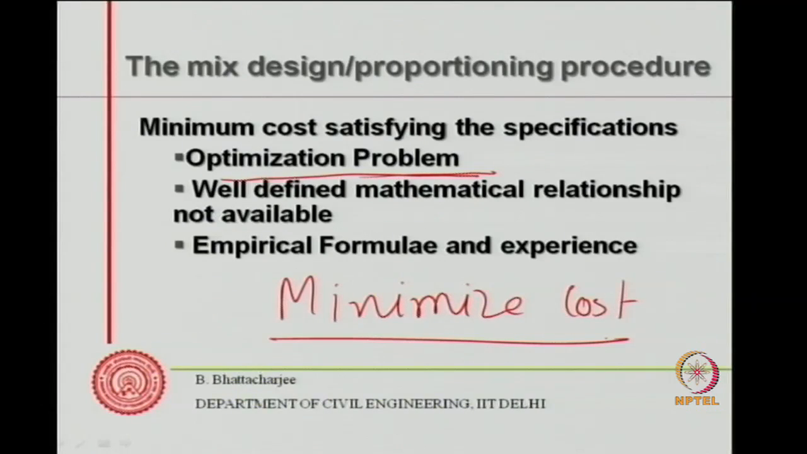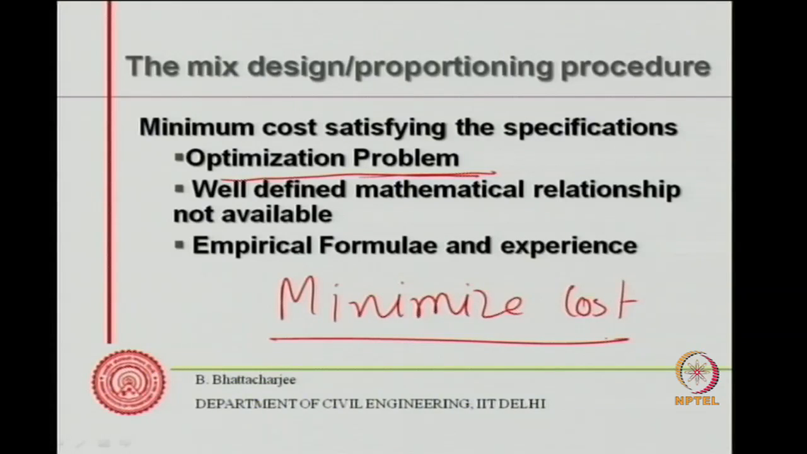In many engineering problems, we can use this optimization process. Mathematics of optimization is very well defined. But usually in an optimization process, I'll have some objective function, like here the minimization of cost, and if I know the cost of each component of the material, then total cost I can always minimize. Subject to certain constraints, let us say my strength must be greater than specified strength, slump must be greater than specified slump, etc., etc.